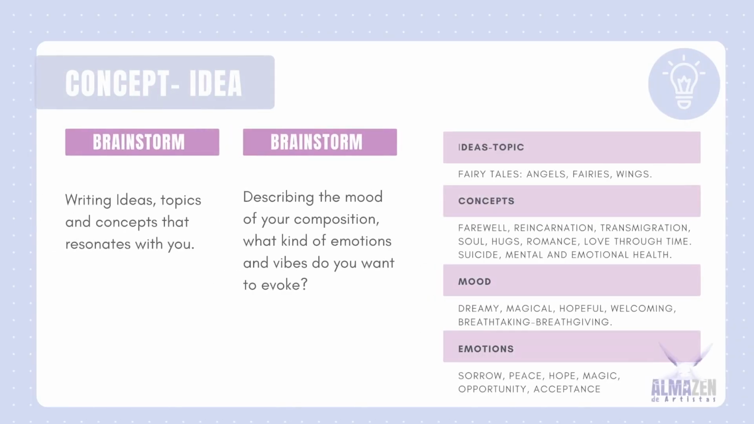Great. For the concept idea, we are going to have two major things. The first is brainstorming for creating ideas, topics, and concepts that resonate with you, but also describing the mood of your composition, which is what kind of emotions and vibes you want to evoke. In the first part, in terms of idea and topics, this is going to be a given topic: fairy tales, with angels, fairies, wings, that are my associations with that. So think about which elements you think it is composed of.